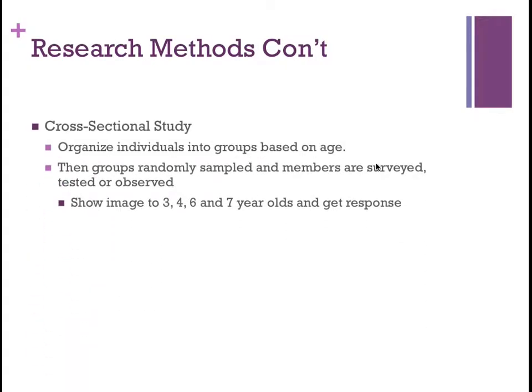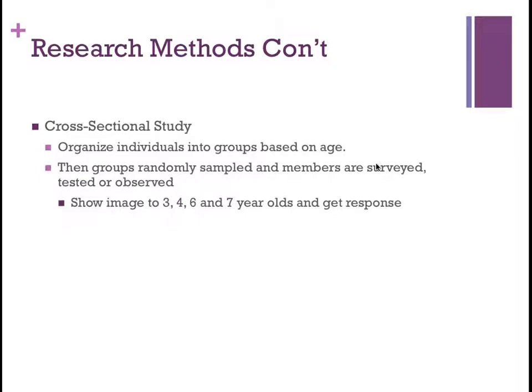Next, we have your cross-sectional study. This is when you're going to organize individuals into groups based on age. So maybe we have 3-year-olds, 4-year-olds, 6-year-olds, and 7-year-olds. And then you're going to randomly sample those individuals, whether that's surveying them, testing them, or just observing their behavior.